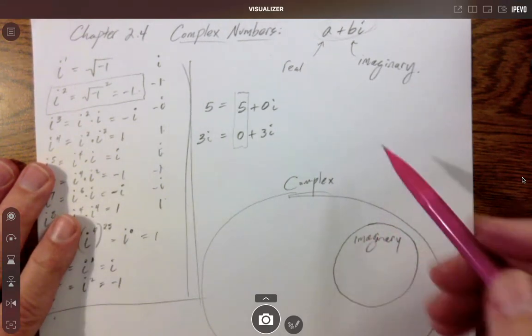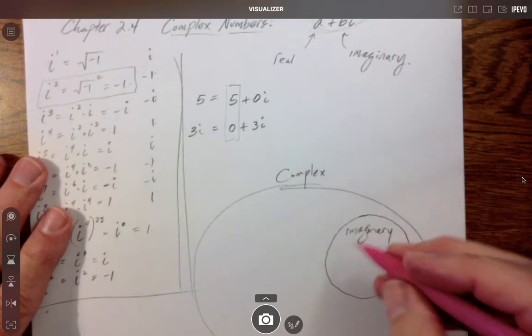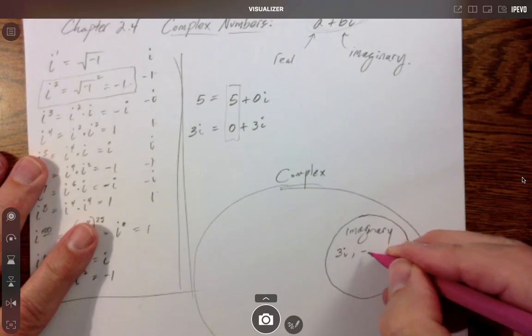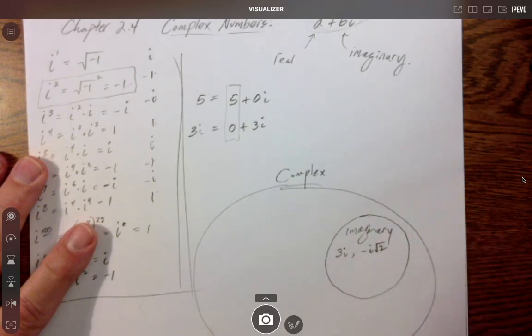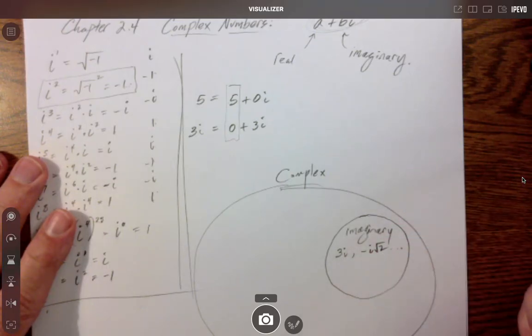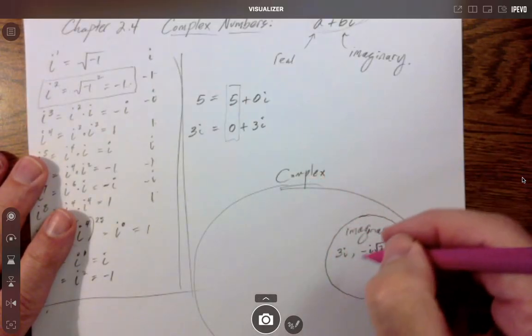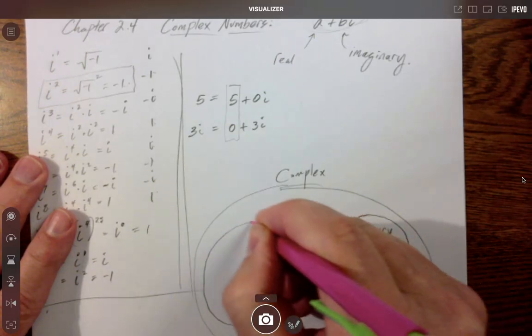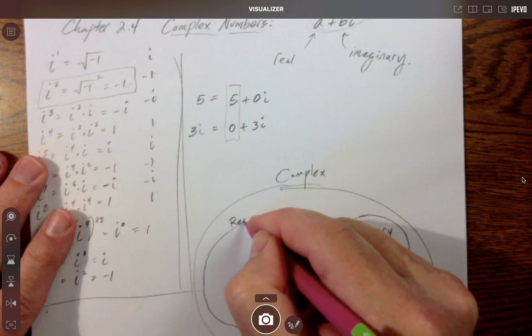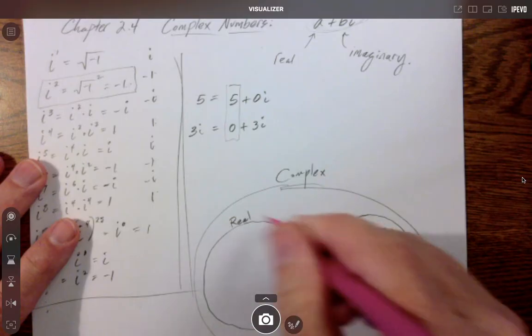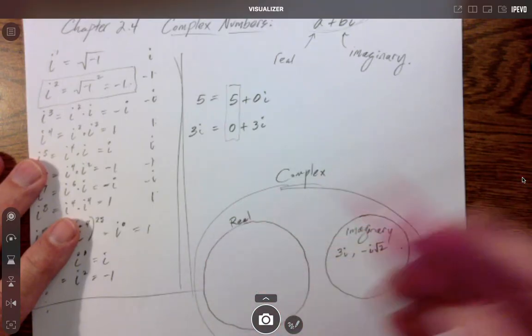Imaginary numbers are where the a part is 0. So like 3i or -i square root of 2, or on and on and on. Okay? So these are imaginary numbers. They always contain an i. And over here, you've got real numbers. So that would be like, well, this is all we've learned about so far, the real numbers. So I'll do that in a minute.